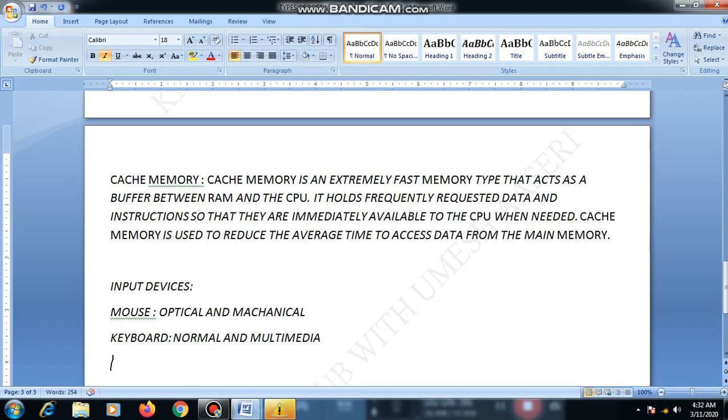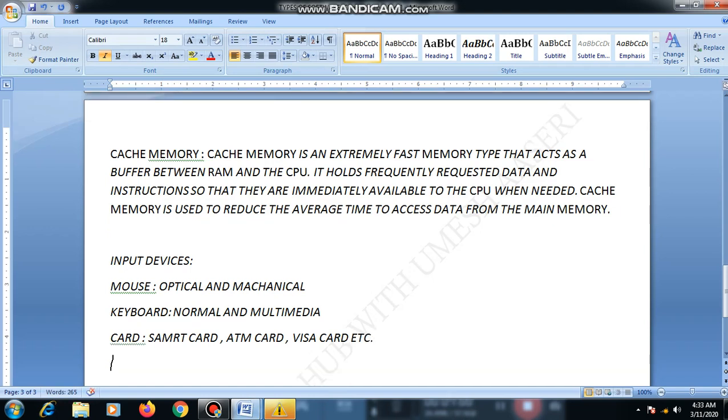Now another one is cards. We have different types of cards: smart card, ATM card, Visa card. Whatever card has a magnetic chip is used as an input device.